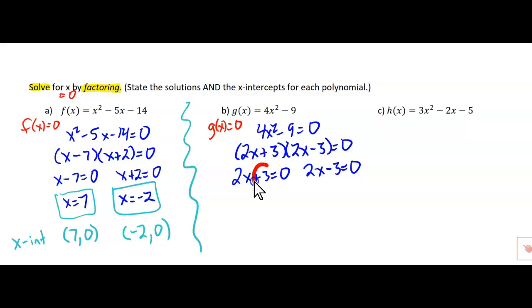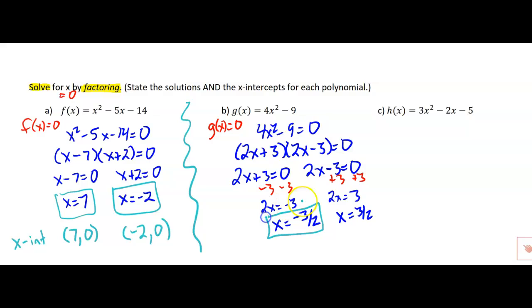What do I do? Subtract the 3. And I'm going to get 2x equals negative 3. Divide by the 2. X equals negative 3 halves for my first solution. On the second option, I'm adding 3. So 2x equals 3. So my second solution is x equals 3 halves. These are my solutions.